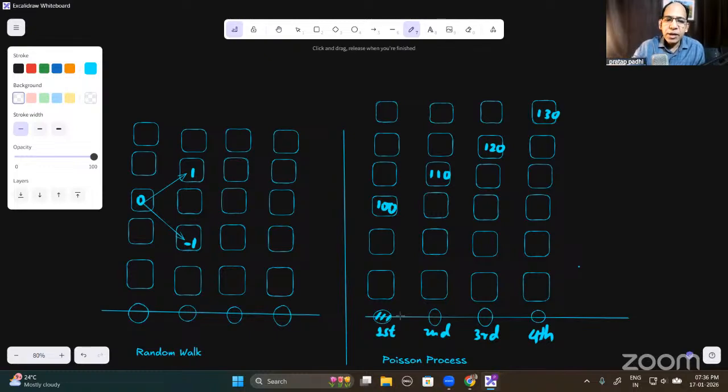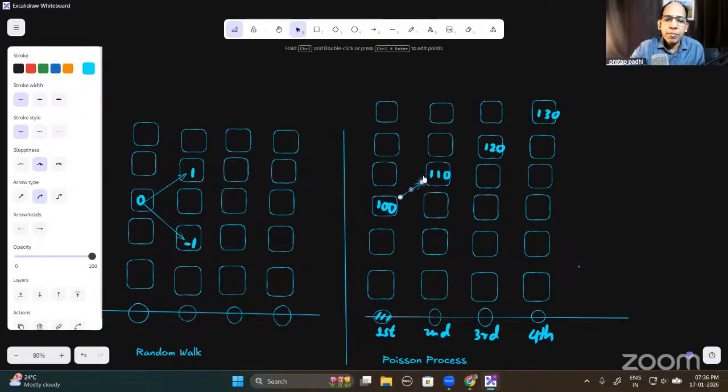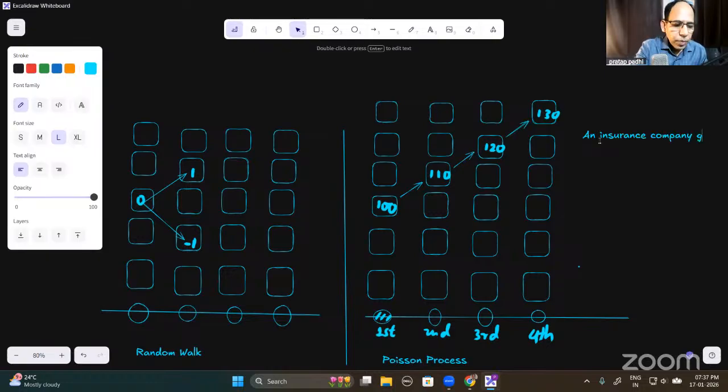Time is 1 day I fix here. Every day, an insurance company gets 10 claims. That could be modeled as a Poisson process. So Poisson process increment here, I've given 10 here each day. But here in random walk, only one is possible. So in one time period, you can go one step up or you can go one step down. But here, no down, only up, up, up. Gets claims. This is lambda, okay? At a rate of 10 per day. This is lambda. Lambda is 10 here.